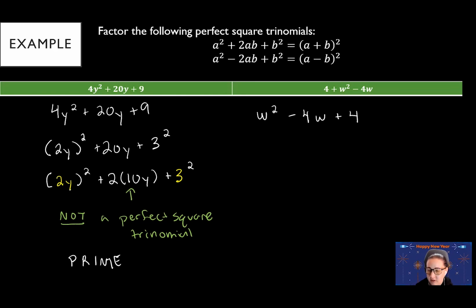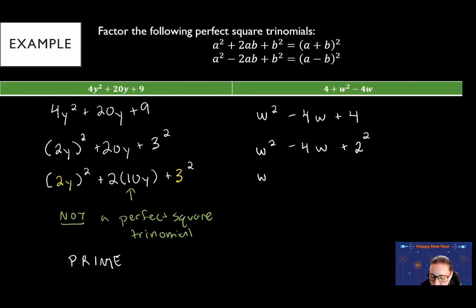So that middle term is even, so that's good. We've obviously got w squared. And then that plus 4 is 2 squared. So I'm going to rewrite that. So far so good. The first and the last are squared.